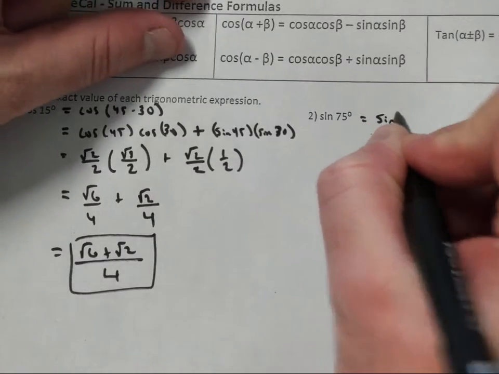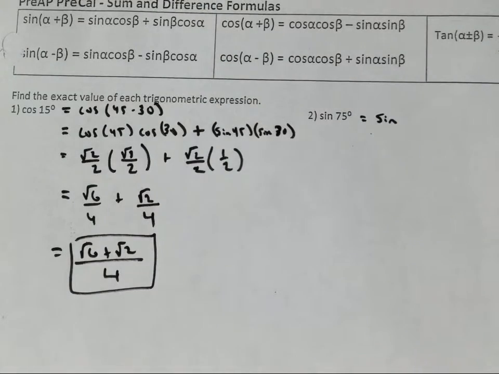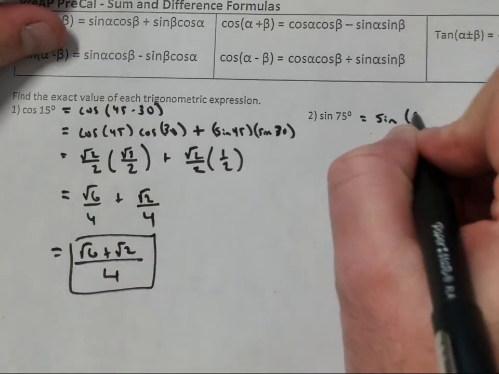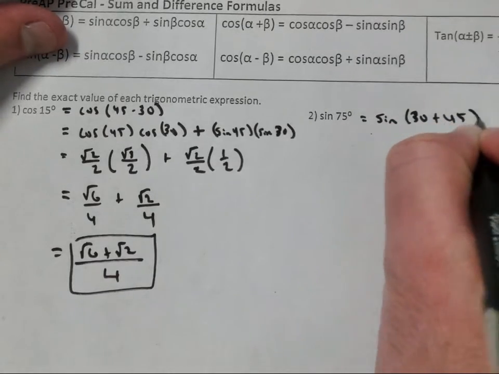Now, you might be saying, Mr. Fisher, how do I know which one? Does order matter in addition? So if your friend put 45 first and then you put 30, you put 30 and then 45, it doesn't matter. You're going to get the same thing on addition. But subtraction, you have to be very careful, okay? So sine of 30 plus 45.